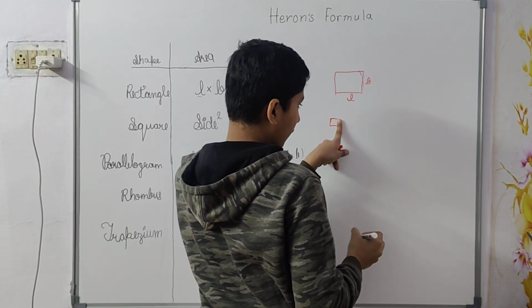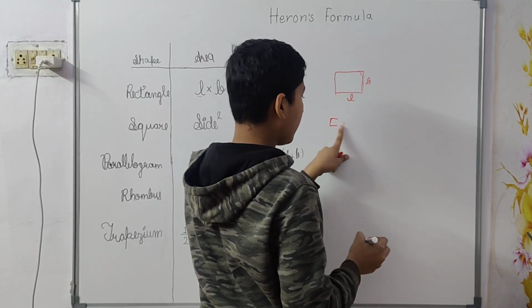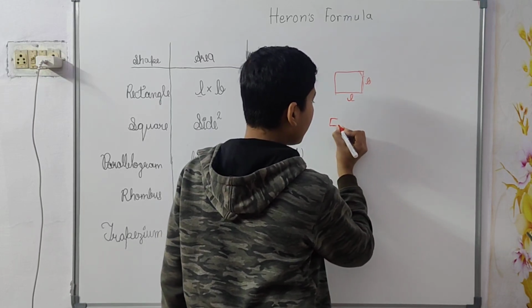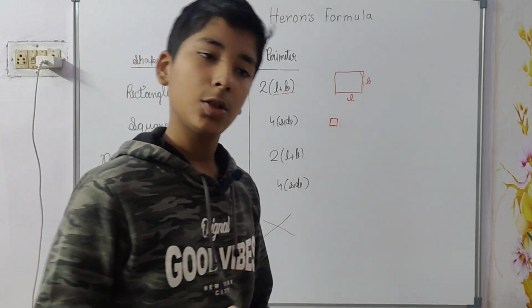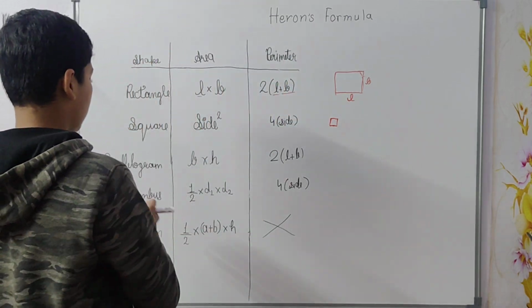Now let me make you a square. See, this is a rectangle. If we make all the sides equal, then this figure will be made, which is a square. I know it is smaller.